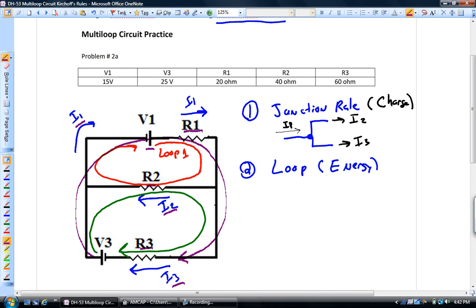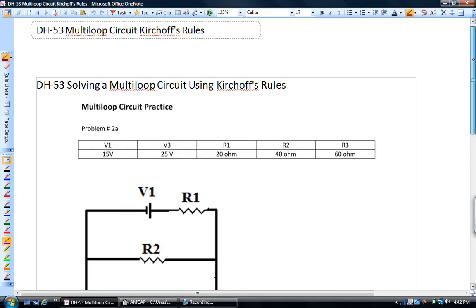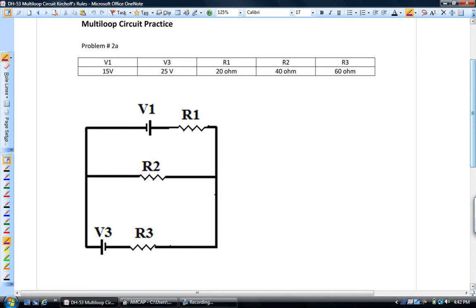So let's actually look at this particular example, and let's write in the values for the various resistors and such. Voltage 1 is given as 15 volts. Resistor 1 is 20 ohms. Resistor 2 is 40 ohms. Battery 3, and even though there's no second battery because this is the third loop, we labeled it V3, is 25 volts. And R3 is going to be 60 ohms.